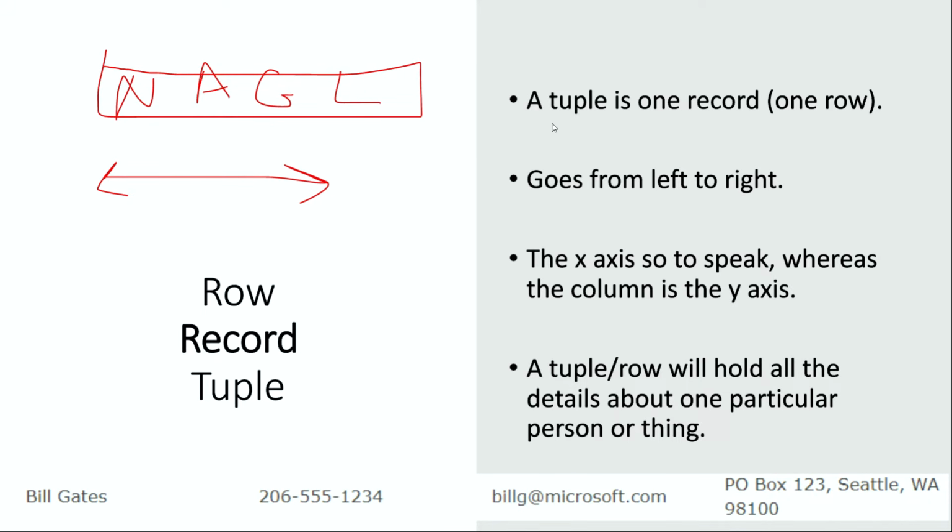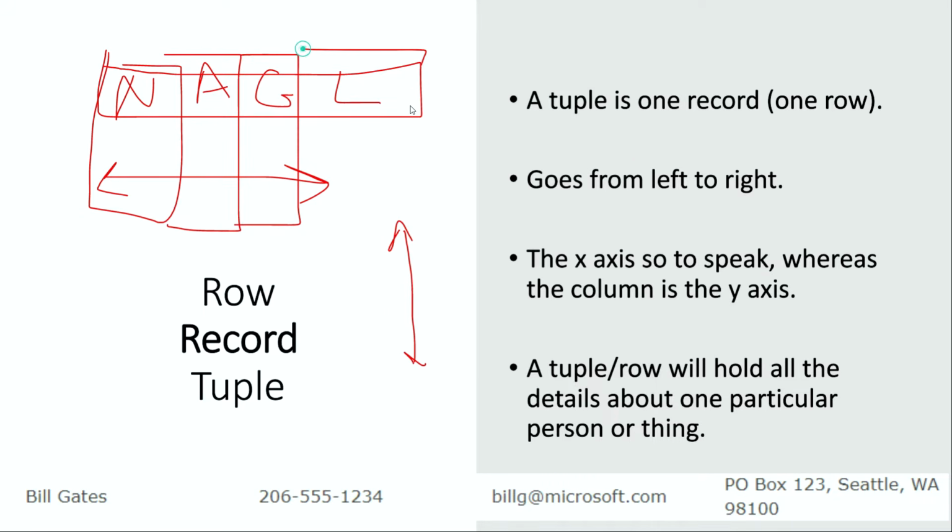So a tuple or a record goes from left to right, the x-axis, so to speak, whereas a column is the y-axis. Remember, we spoke about the column earlier, the y-axis, and the stuff at the top is called the column. This describes what's going to be held in that column, whereas a row or a record is everything about that one person.